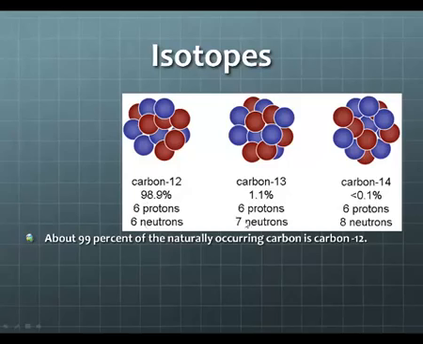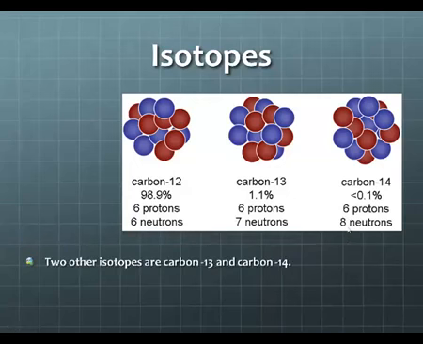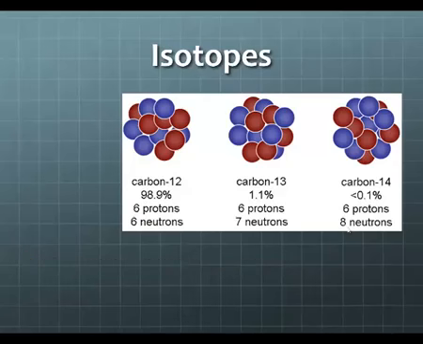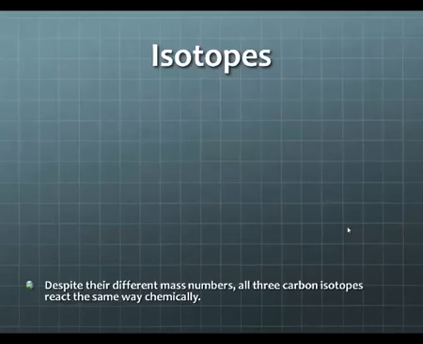We do have situations where carbon-13 is found. It is 6 protons, 7 neutrons, and it occurs about 1.1% of the time. And finally, a very small portion is carbon-14, which is 6 protons and 8 neutrons. The 2 other isotopes, carbon-13 and carbon-14, occur, as we just saw. Despite their different mass numbers, all 3 carbon isotopes react the same way chemically.